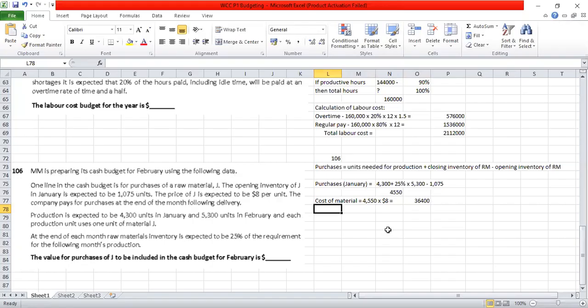But it is not clearly mentioned, no? So the delivery, how much time does it take? How can we conclude that it is delivered in January and the next month the payment is made? One line in the cash budget is for purchase of raw material. The opening inventory of J in January is expected to be this. The price is this. The company pays for the purchase at the end of the month after the delivery. So when is the delivery? But how can we take it to be for the month of February?